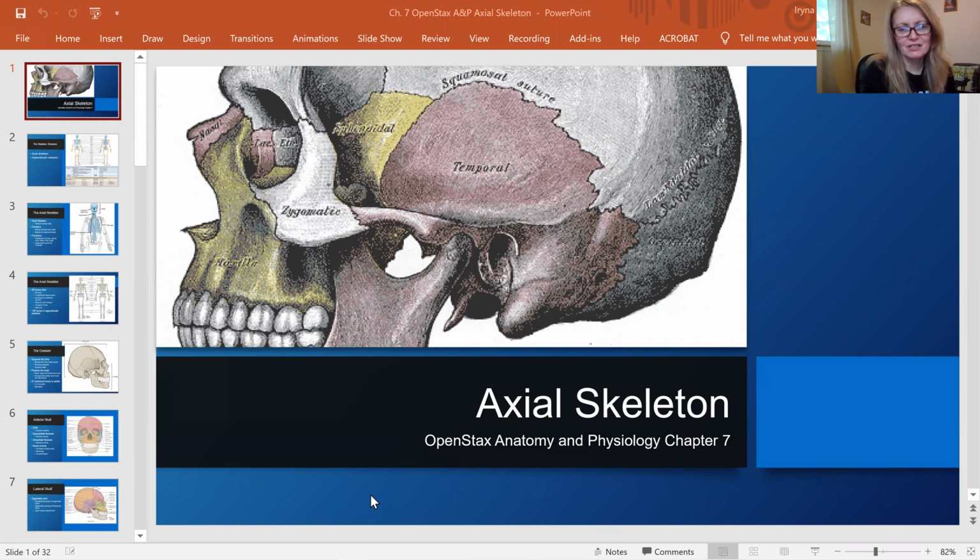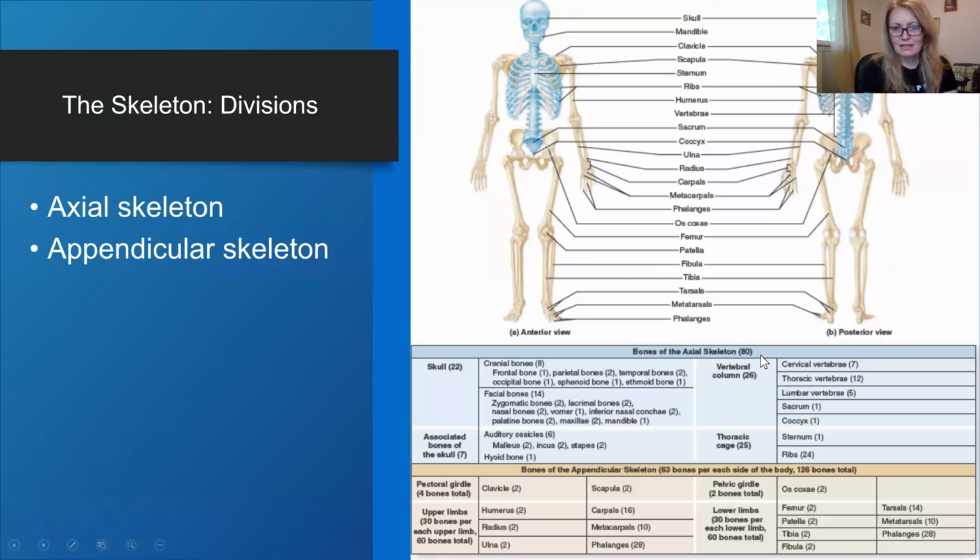And today we are covering the axial skeleton. So let's go ahead and begin. I'm using the OpenStax free online textbook. The skeleton is divided into two major divisions, axial and appendicular. On this diagram, you can see the axial skeleton in blue and the appendicular in yellow.